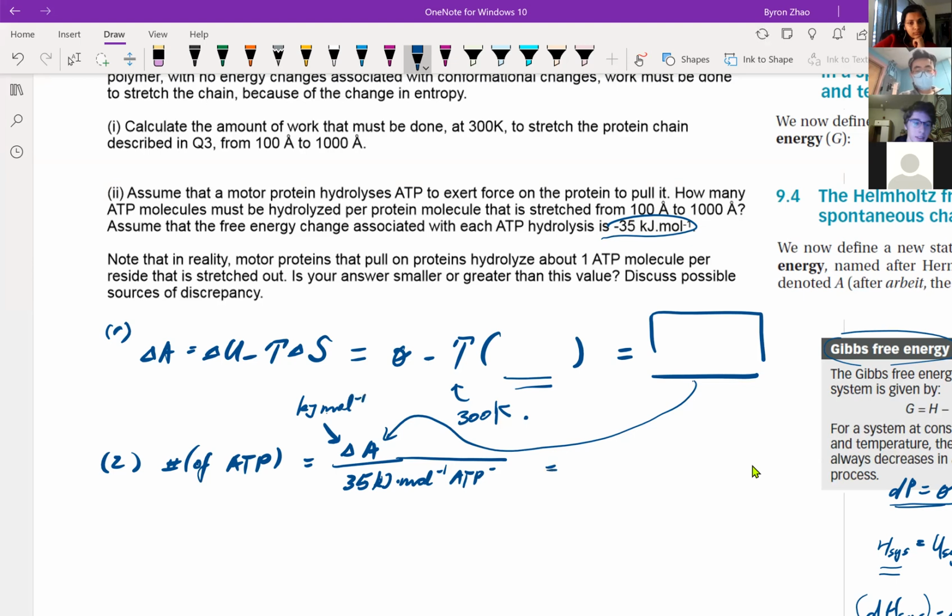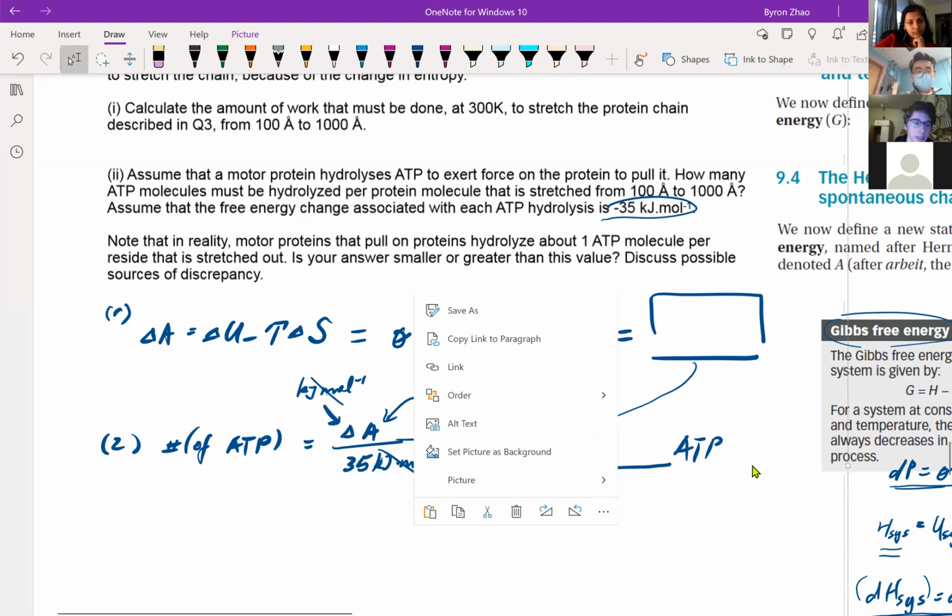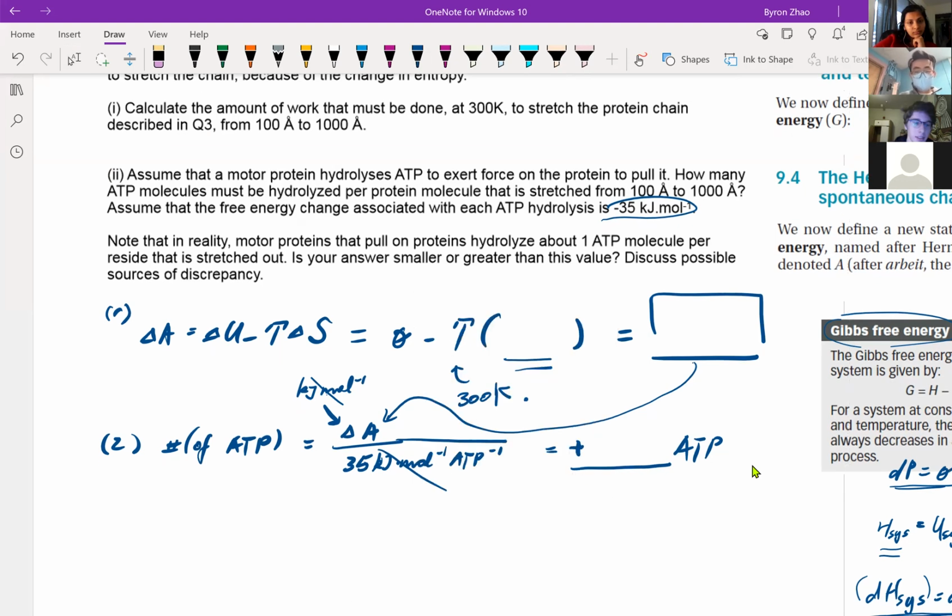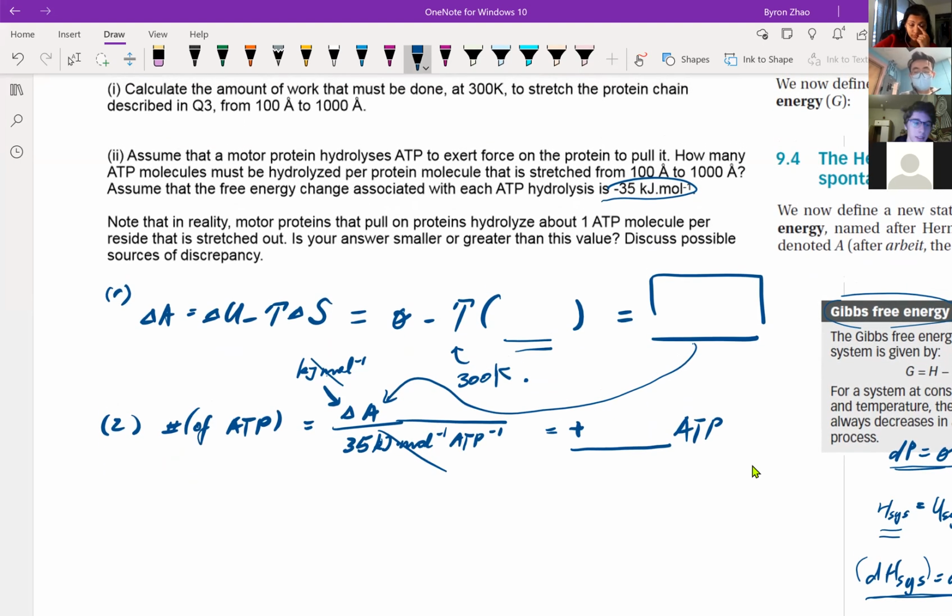So the final answer that you get should be a positive number, first of all. You don't need a negative number of ATP. You need a positive number of ATP. And that would be this many ATP, because kilojoules per mole would cancel each other. And for the second question, I can tell you that you're actually getting a smaller number than 100 ATP.